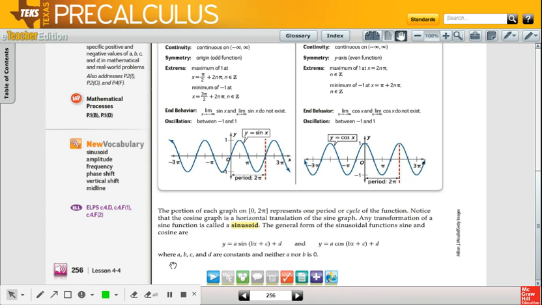Below, it says a, b, c, and d are constants, and neither a nor b is 0. So you should also have that in your notes, because when we talk about transformation, we're going to be using this general form, and you're going to be tasked with finding the values of a, b, c, and d, and then use them to determine what kind of transformation is within the equations.